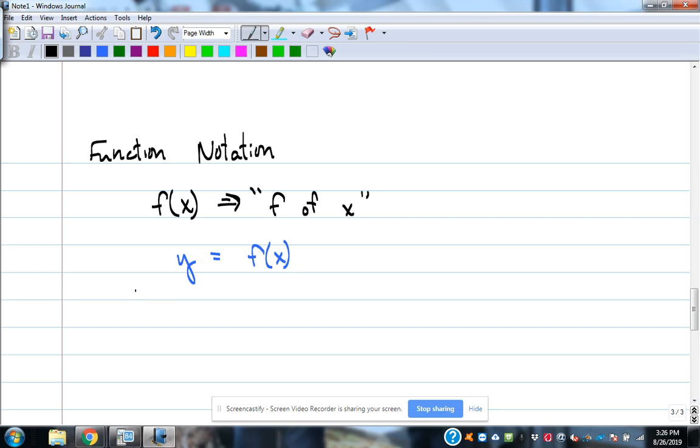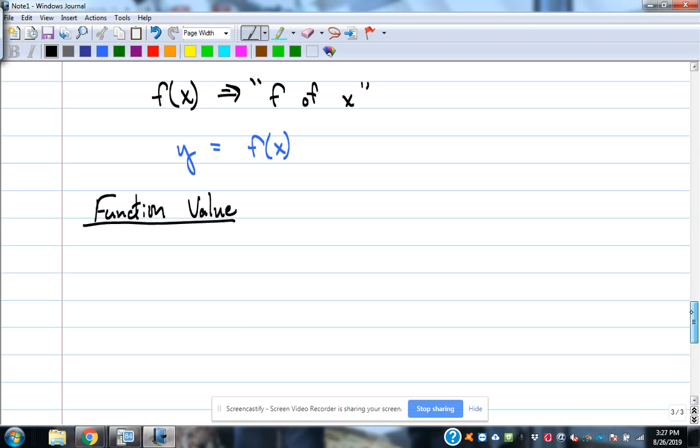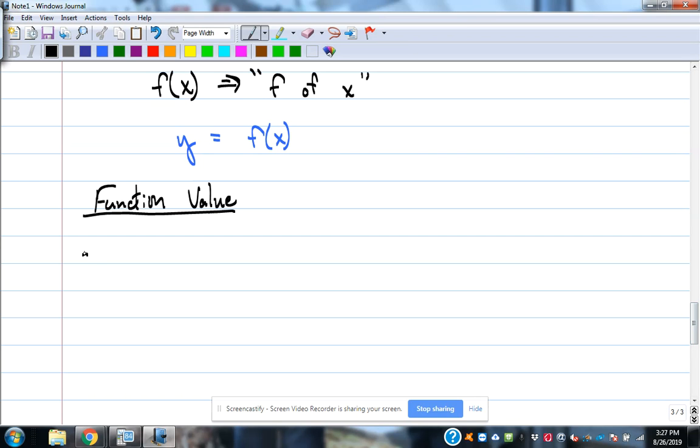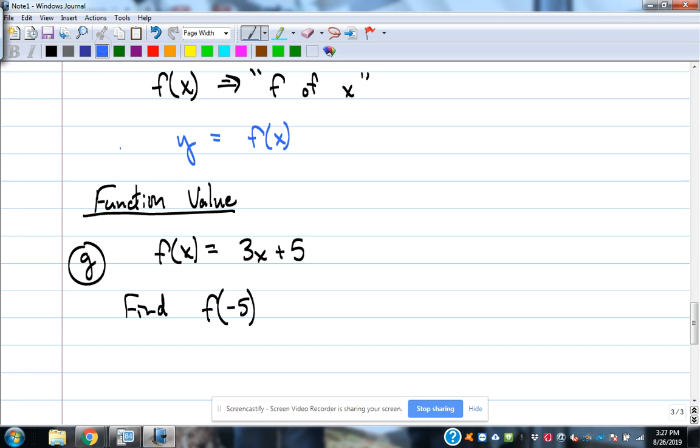So when we're dealing with function notation, we can find function value. Function value means taking a problem that is a function, say, for example, F of X, we'll start with something really easy, 3X plus 5, and they want us to find F of negative 5. That's the instructions. Find F of negative 5. All that means is find the Y value when X is negative 5. That's all that function notation means.